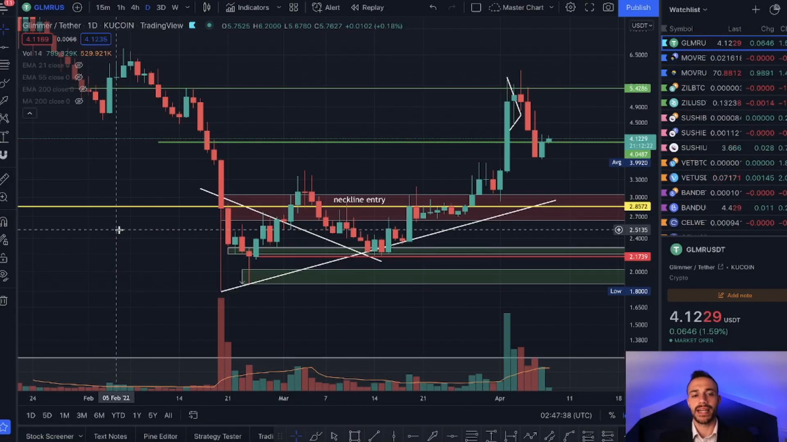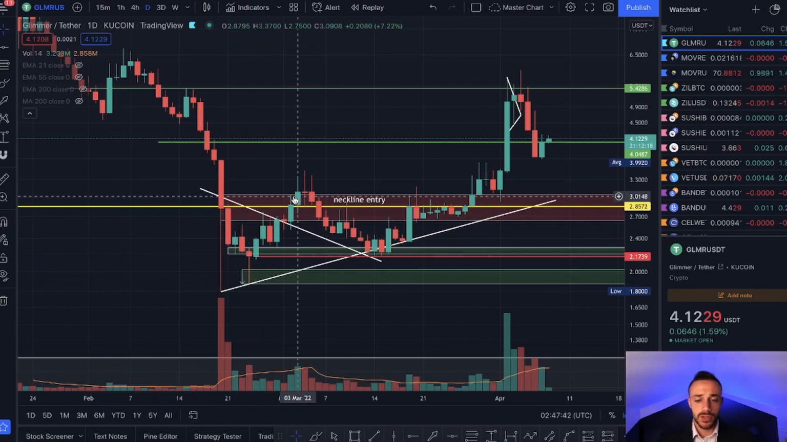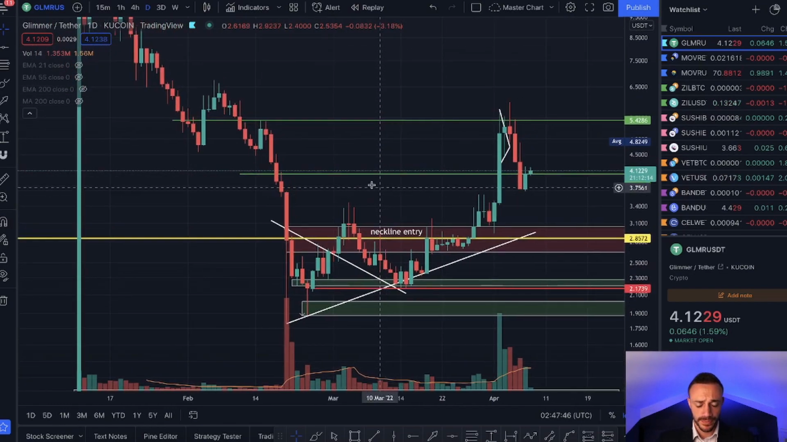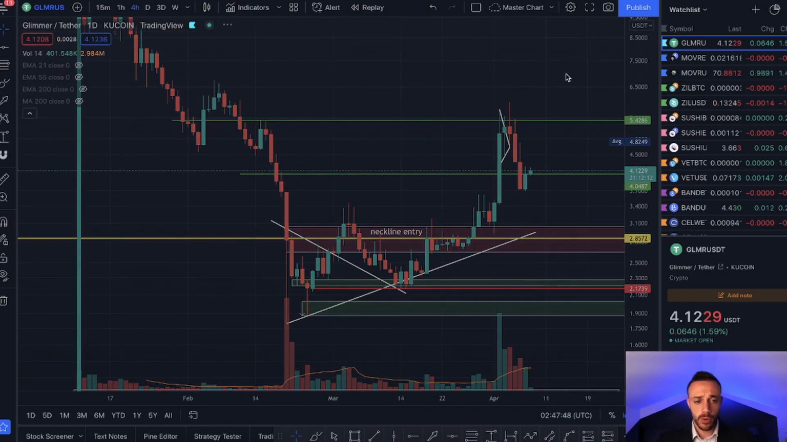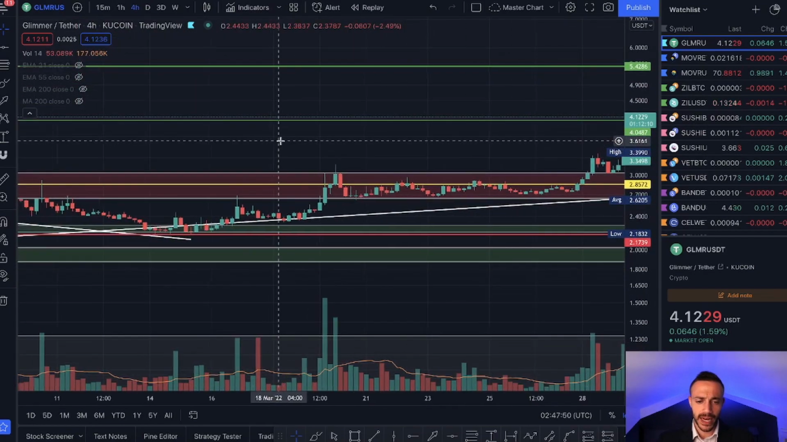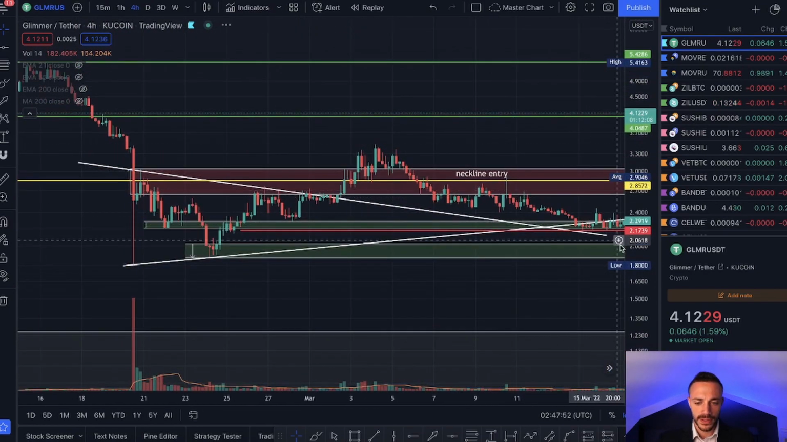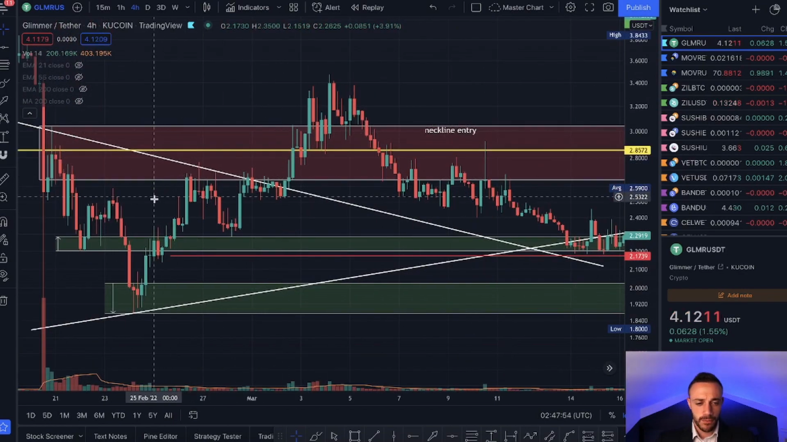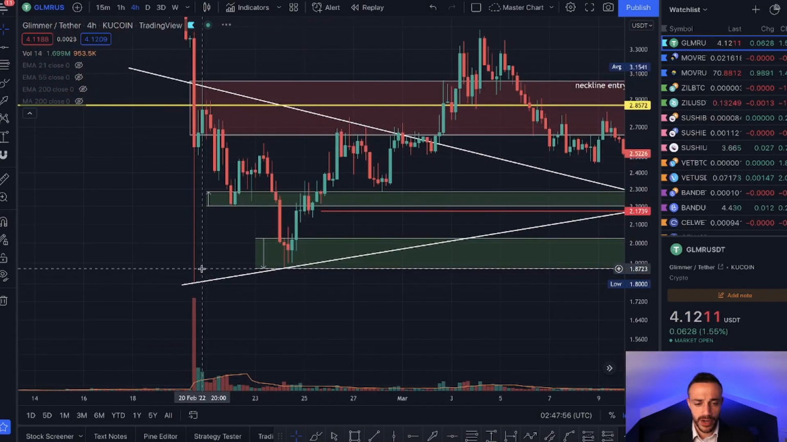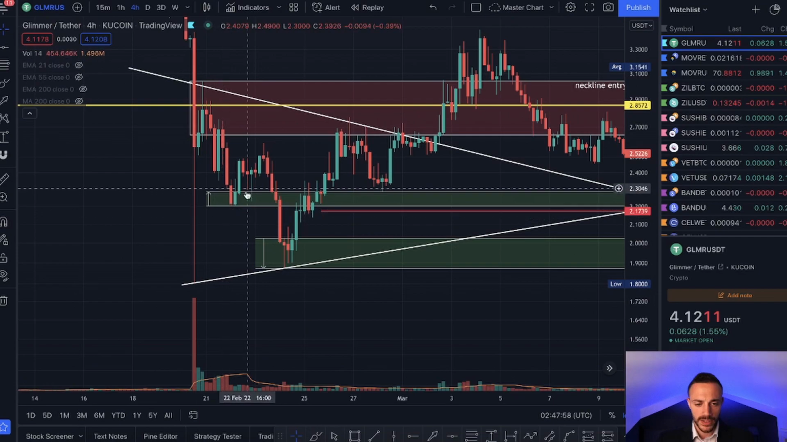Okay, we are now looking at Glimmer. This is Moonbeam on the daily. So this was a successful trade that I actually traded. And I'll go to the 4-hour to show you why I even decided to take the trade in the first place. Over here on the 4-hour chart, we do have a bit of a head and shoulders that did play out. As you can see, I have my zones already mapped out.